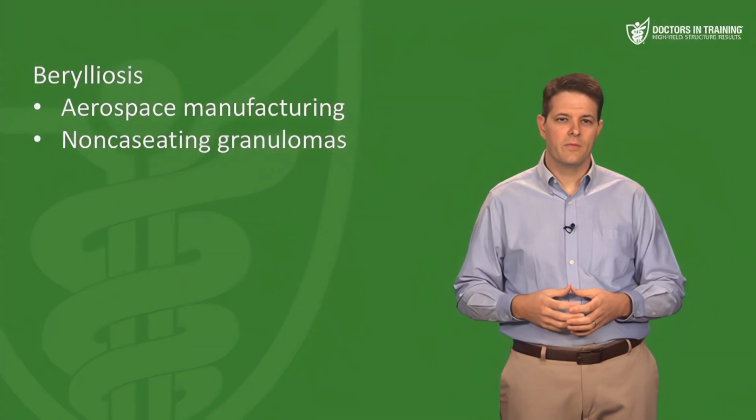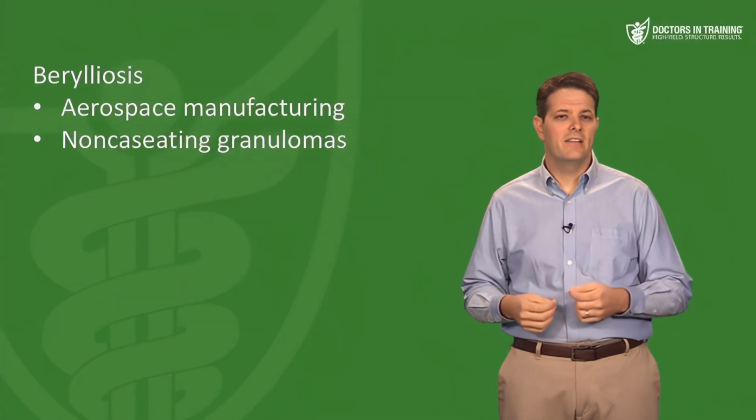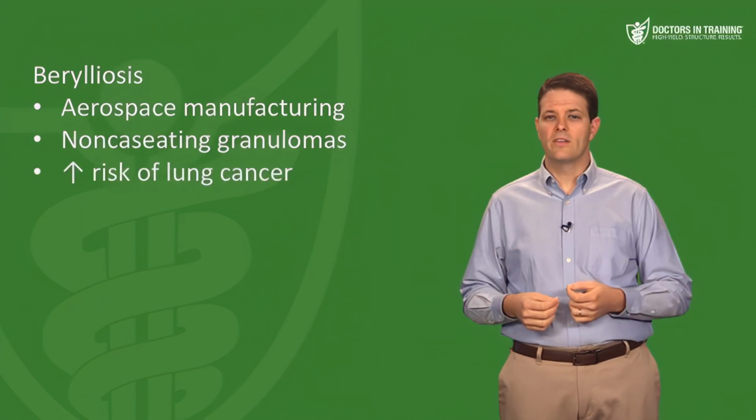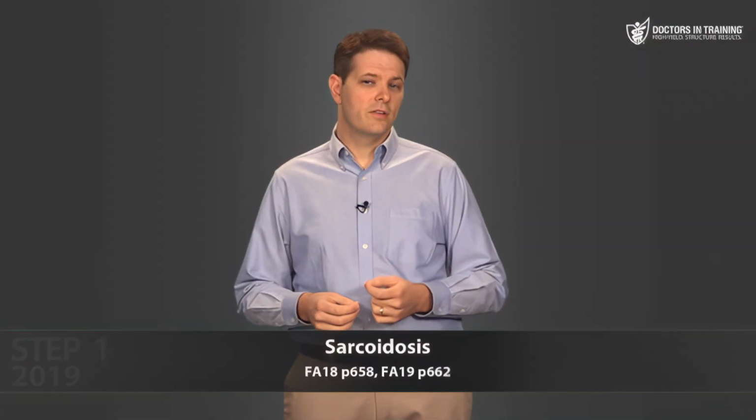The last pneumoconiosis we're going to discuss is berylliosis. Berylliosis may be found in somebody who works on high-tech electronics, such as what might be found in aerospace manufacturing. Now, berylliosis causes non-caseating granulomas, similar to what we're going to see in sarcoidosis, and it also increases the risk of lung cancer. Next, let's discuss sarcoidosis.